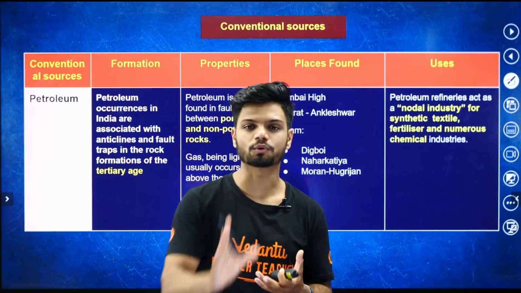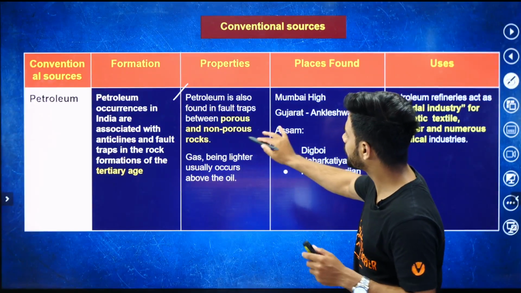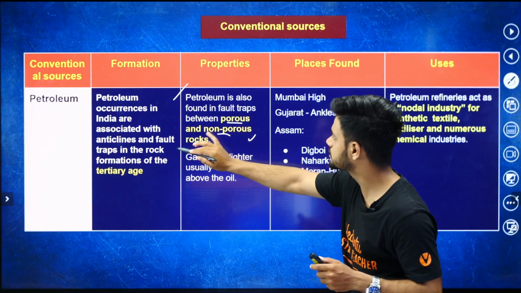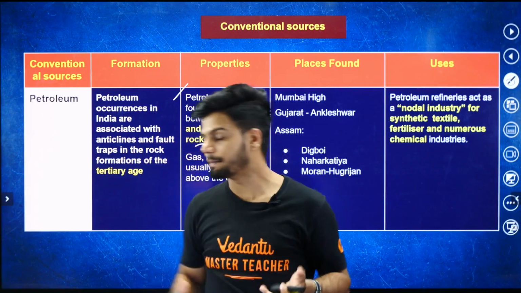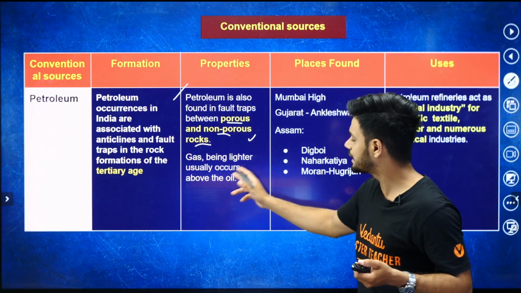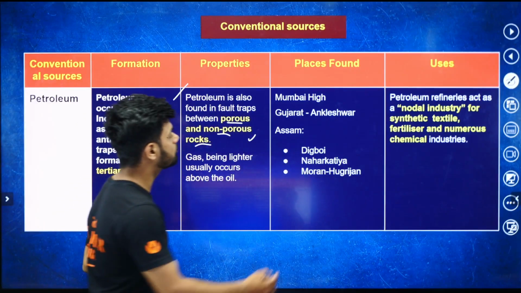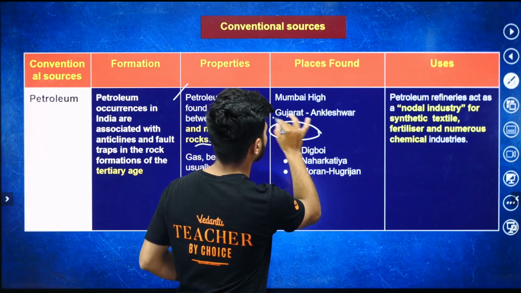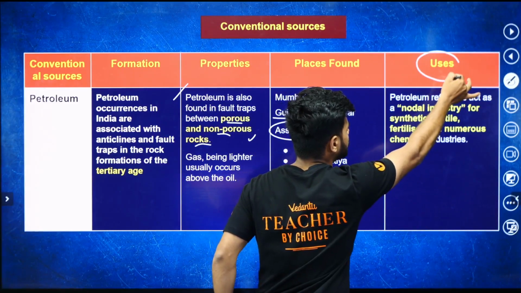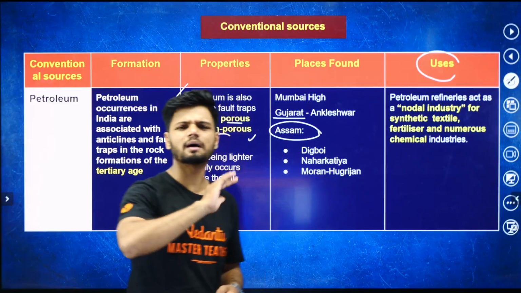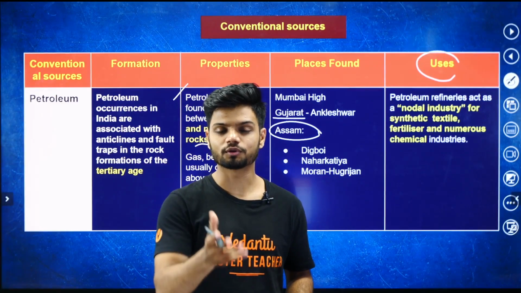Again, the second one is your petroleum. Petroleum occurrence and formation is almost the same, and properties: porous and non-porous rocks. That is, petroleum is found between porous and non-porous rocks. Then we have gas, being lighter, usually above the oil. Then we have places found, that is in Assam or Gujarat, Ankleshwar. What are the uses? All of you know the uses of petroleum. Petroleum is used in many applications, not only for your vehicle.